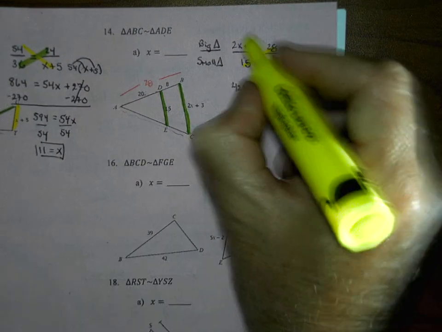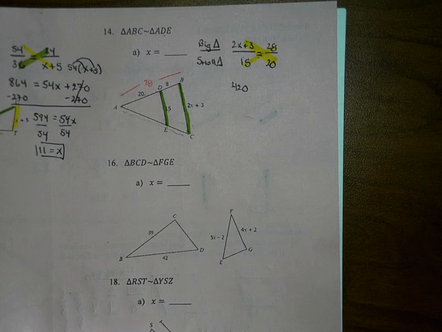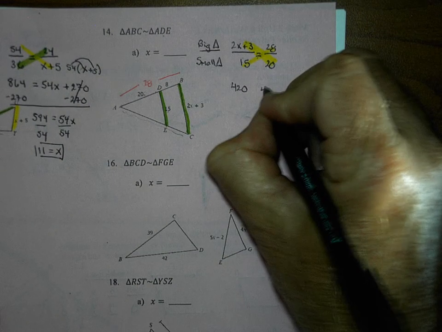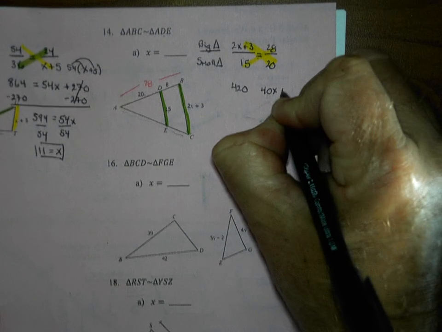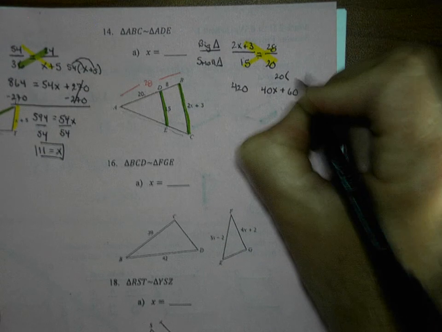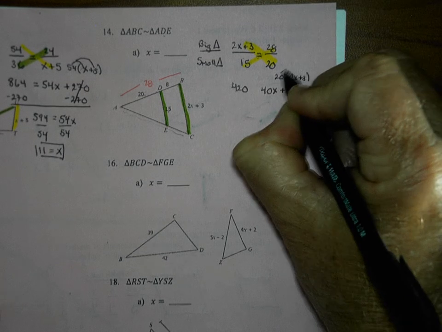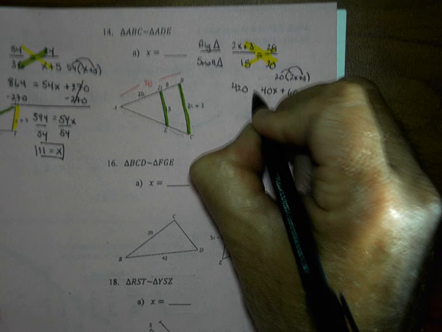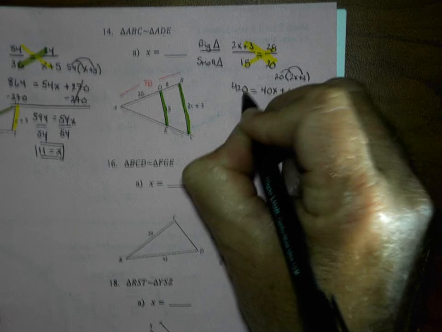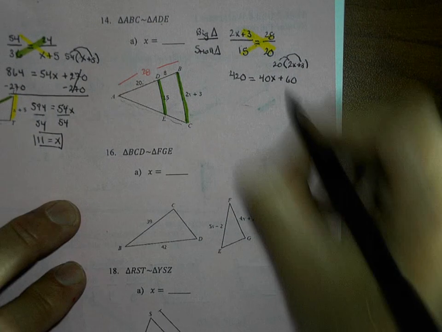Then I'm going to go 20 times 2x plus 3. And once again, when you go 20 times 2x plus 3, do not say 40x plus 3. It has to be 40x plus 60. You have to take the 20 and multiply it by the quantity 2x plus 3. So in other words, you have to distribute the 20. Okay, make the means equal to the extremes. In other words, you set the two results equal to each other, and now you solve.